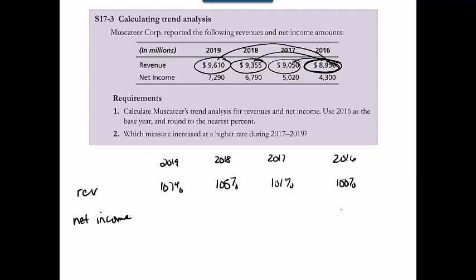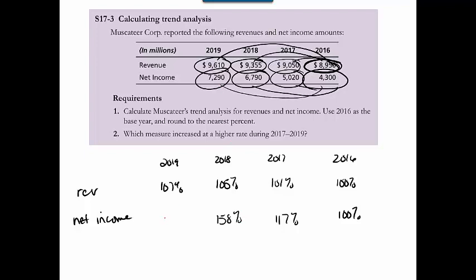We do the same thing down here. The base year is always going to be 100. Then we take 5020 divided by 4300 times 100, and I get 117%. 6790 divided by 4300 gives me 158. And 7290 divided by 4300 gives me 170. So I can see that my net income is growing a lot faster than my revenue, which is good. It means I'm holding my costs down, which should be a good thing.